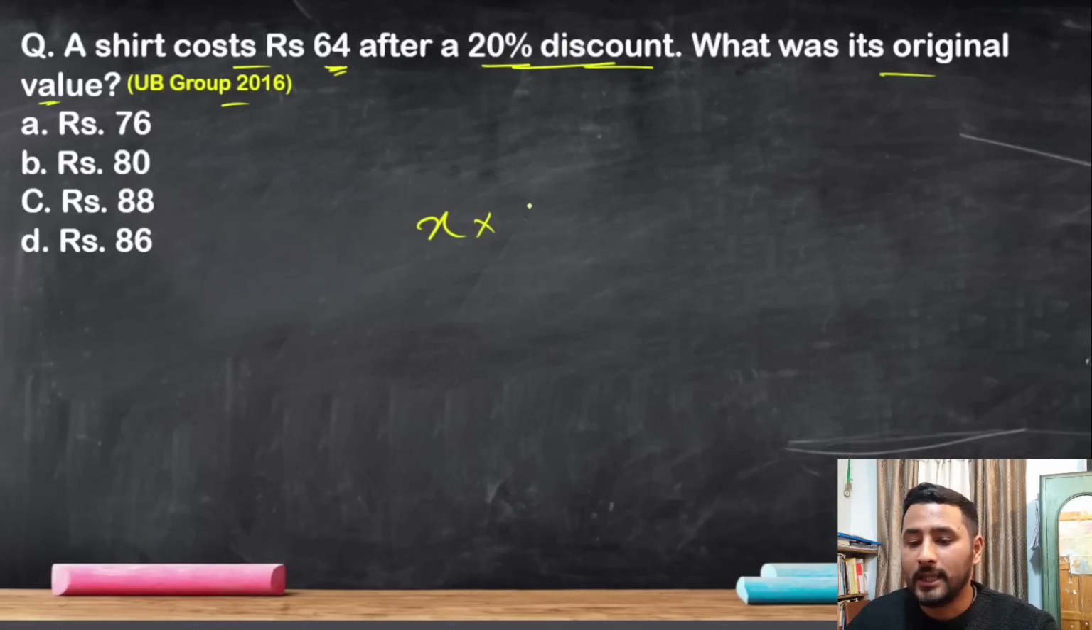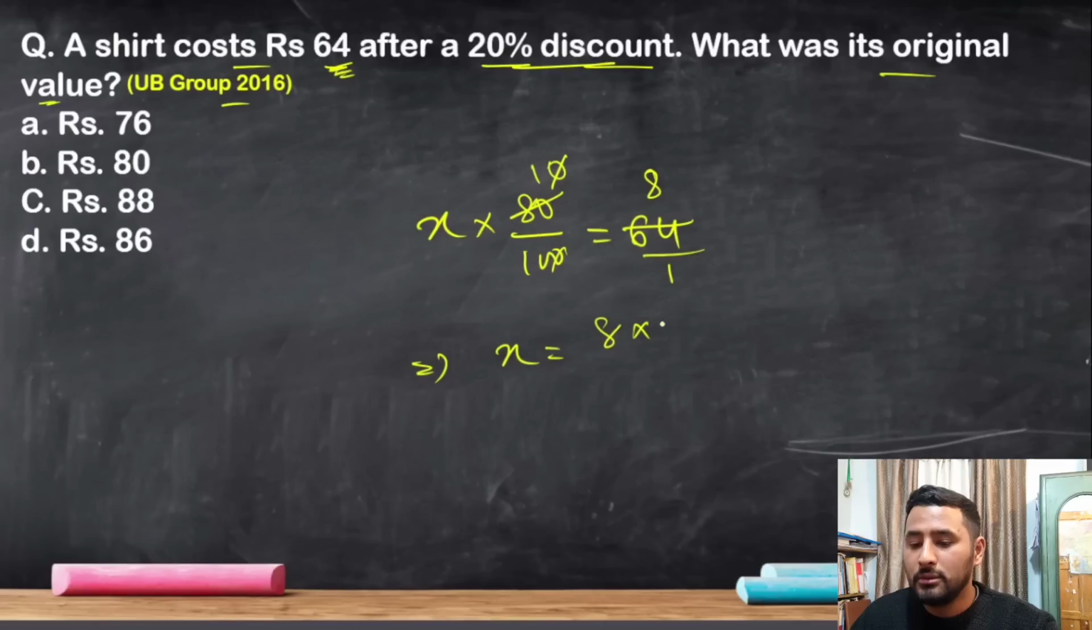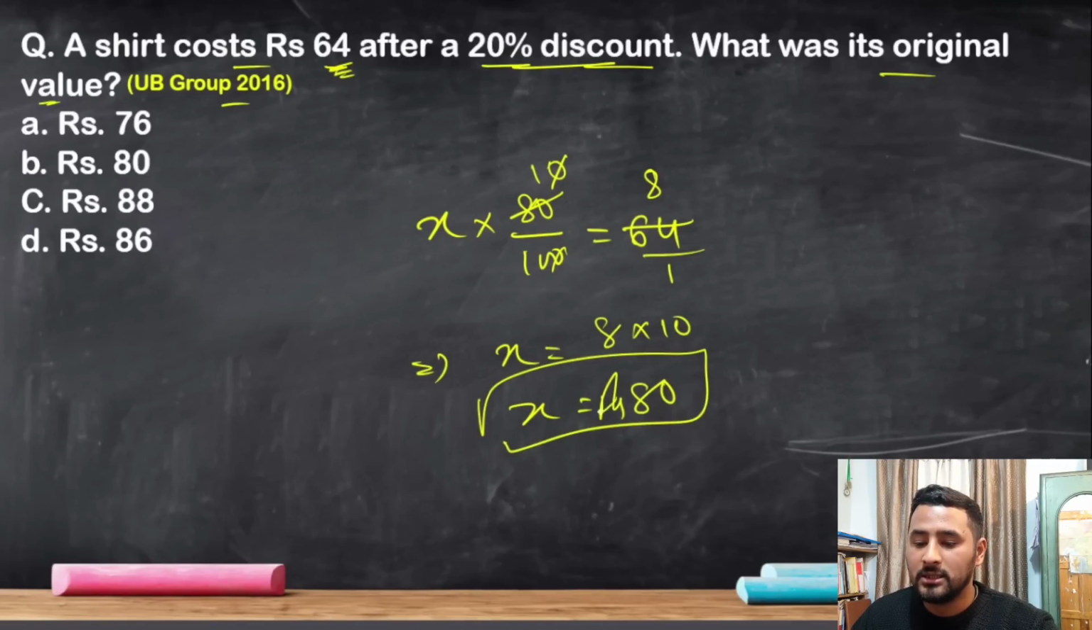100 minus 20, you get 80 by 100 equal to 64. Now cancel again. Do 1. This one 8 into 10. 8 into 8 is 64. The zeros get cancelled. Then the remaining will be how much? X will be equal to 8 into 10. So X will be 80 rupees. Clear? So the answer will be option number B.